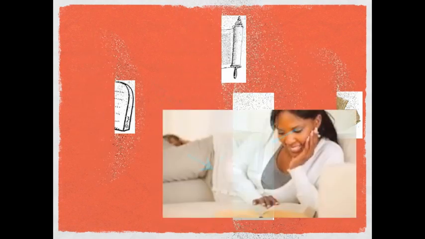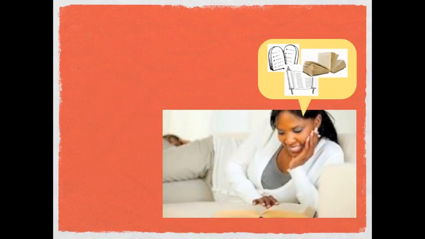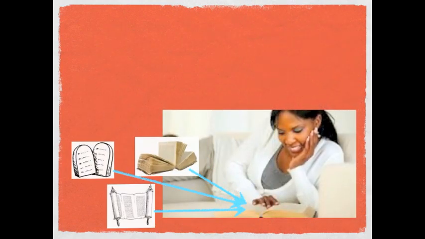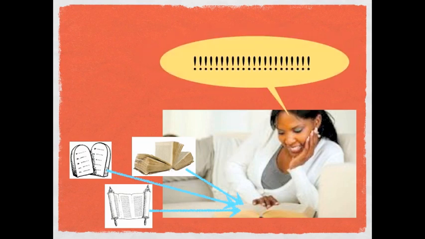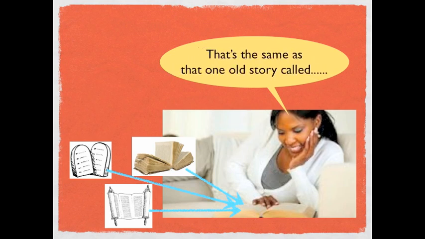To be a good reader, people expect you to know the old stories, so that when you're reading a text, if a bit of an old story pops up in there, you can say, aha, there's that old character, or there's that old plot, or that setting, or that theme. That's the same as that one old story called whatever.